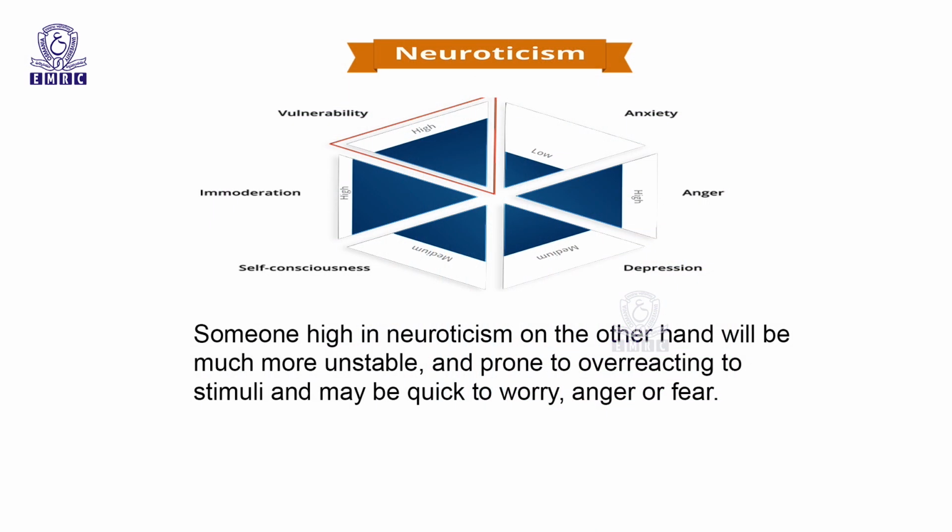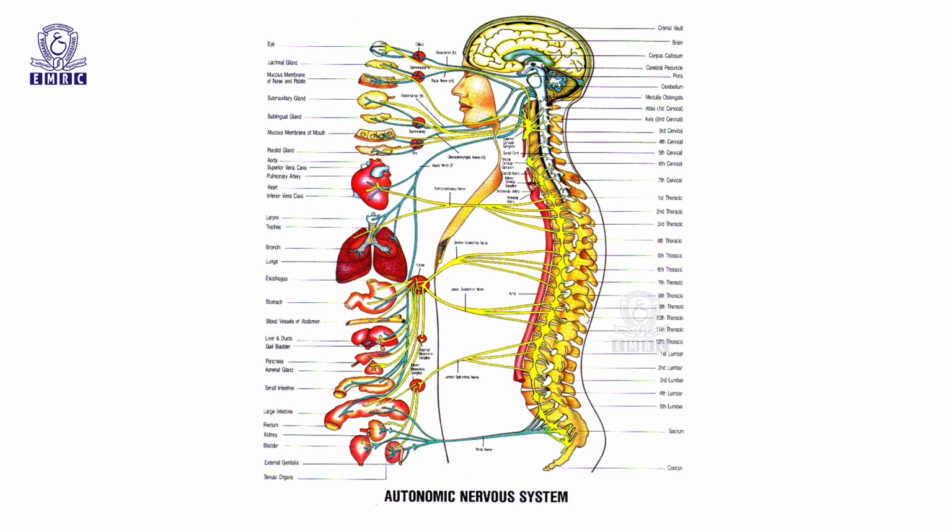But someone high on neuroticism, on the other hand, will be much more unstable and prone to overreacting to stimuli and may be quick to worry, anger or fear. They are overly emotional and find it difficult to calm down once upset. Neurotic individuals have an autonomic nervous system that responds quickly to stress.